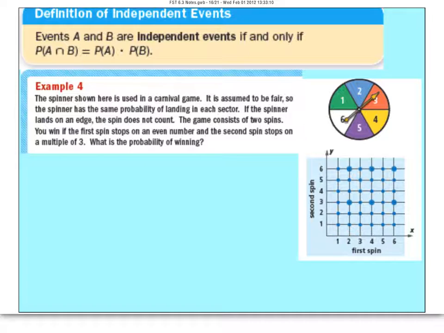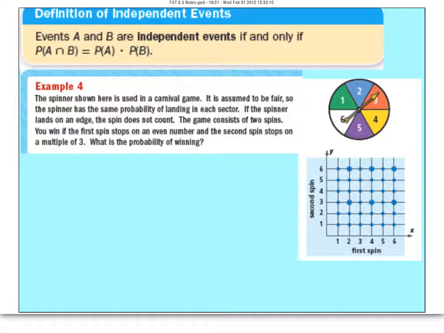So let's take a look at one example here. We have a spinner shown and used at a carnival game right here with 6 sectors, and it's assumed to be fair, and the probability of landing on each sector is the same, so 1/6. If the spinner lands on the edge, it doesn't count. This game consists of doing 2 spins. You win if the first one stops on an even number and the second spin stops on a multiple of 3. What's the probability of winning?